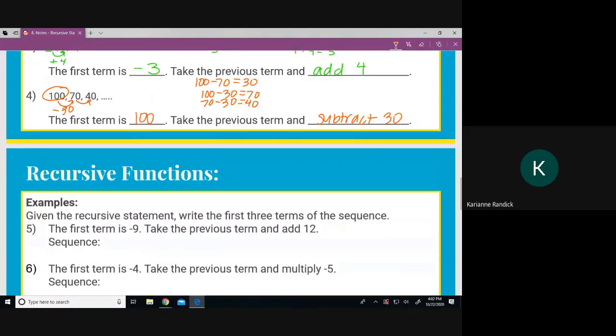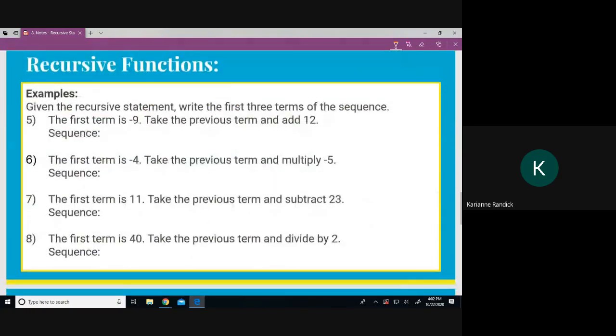All right, so now we're going to go the other way. So now you need a new direction set. So maybe on your paper, do a line or something. And we have a new direction. It says, given the recursive statement, write the first 3 terms of the sequence. So yes, you need to write this stuff out. And then we're going to come up with a sequence. So this is the page in which you'll have these questions. So you don't have to worry about the directions after this. So I have these 4 kind of questions together.